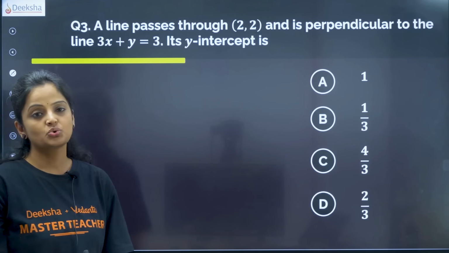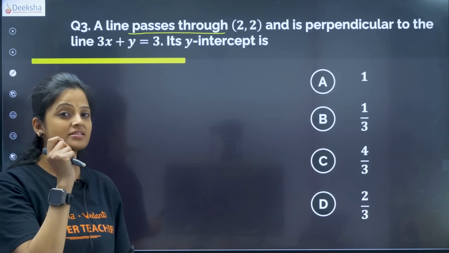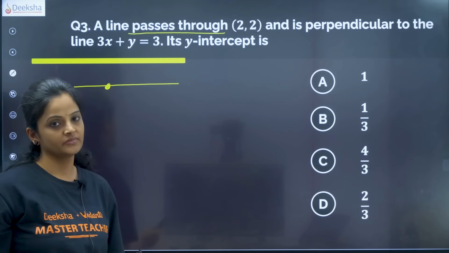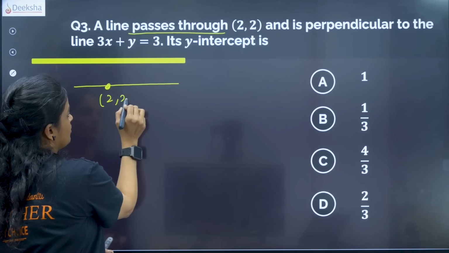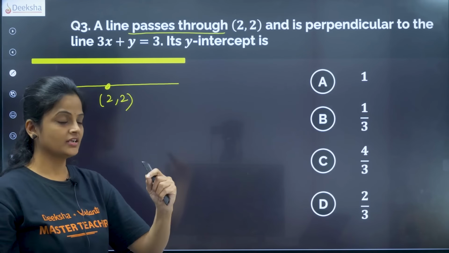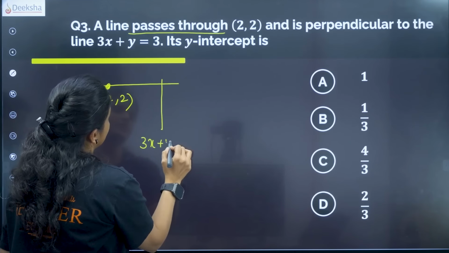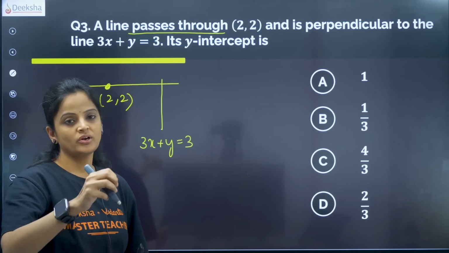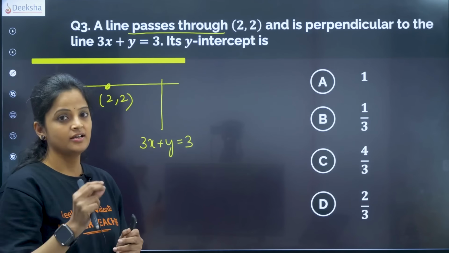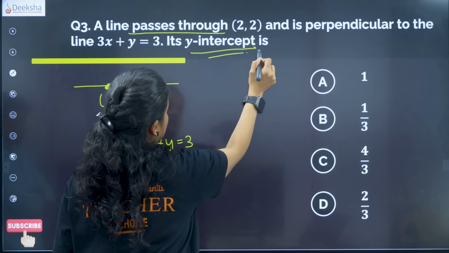A line passes through the point. Okay, this word is very important in analytical. Passing through means the point is on the line, correct? The point is given as 2, 2 and the line is perpendicular to the line 3x plus y equal to 3. You don't have to write anything in the exam. I am just showing you so that all of you understand. So you just see the data, and see what they are asking.